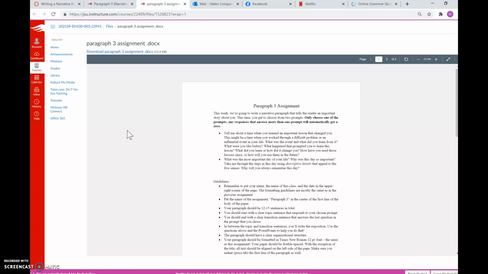But I did make it easier for you in that I asked questions that would help you get to the structure you need for this type of paragraph. So your first option is tell me about a time when you learned an important lesson that changed you.